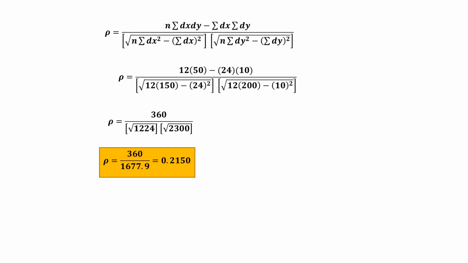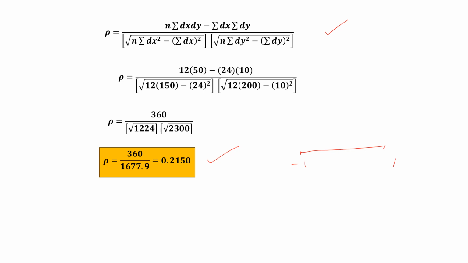So we have now taken the formula for the assumed mean, and then we substitute all the values and get the value of rho to be 0.2150. Kindly remind yourself that the rho value should always lie between -1 and +1. It cannot be beyond 1 or before -1.